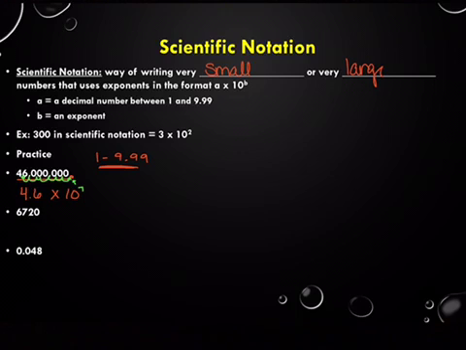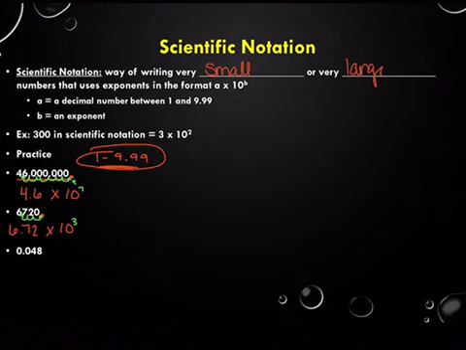So another practice, here we have 6,720. Our decimal's at the far right. And so where do we put that decimal to follow the between 1 and 9.99 rule? The answer here is going to be 6.72 times 10. If we place our decimal back up here, and we want to move it back to where it was originally, we're going to move it 1, 2, 3 spots to the right.